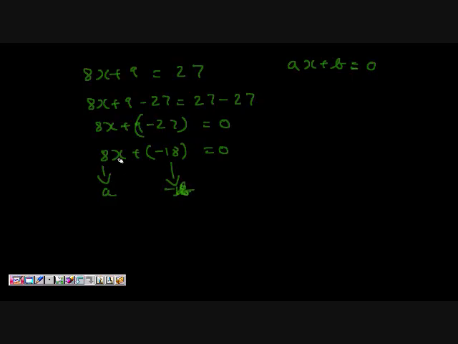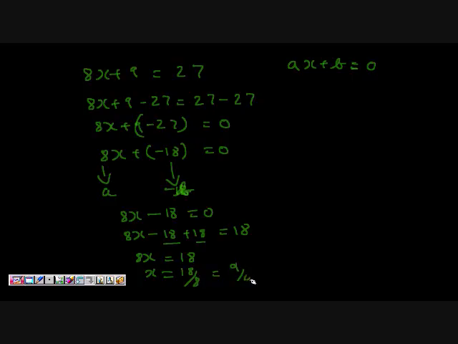So in order for this equation to hold true, what is the value of x? We can say 8x minus 18 is equal to 0. So we add 18 on both sides, so minus 18 plus 18 is equal to 0, or 8x is equal to 18, or x is equal to 18 by 8, or 9 by 4. So x is equal to 9 by 4.